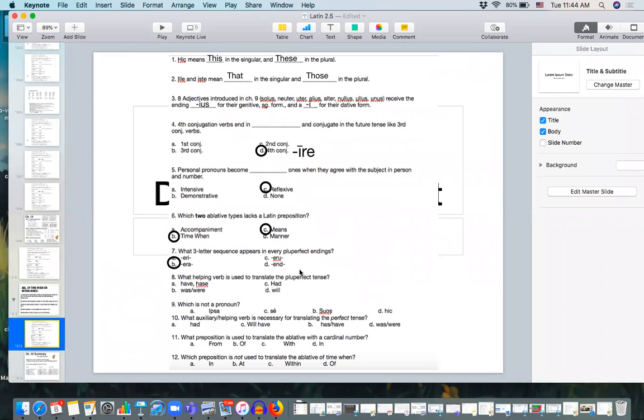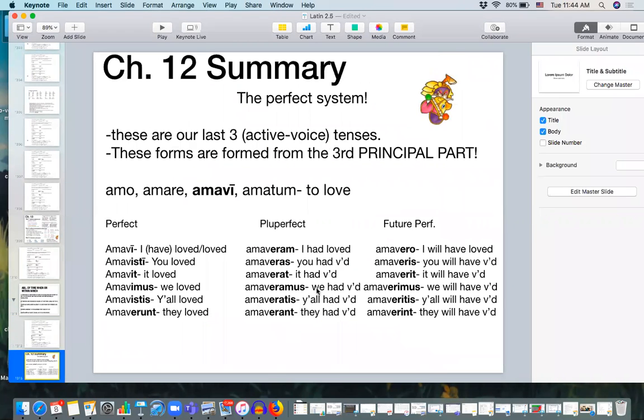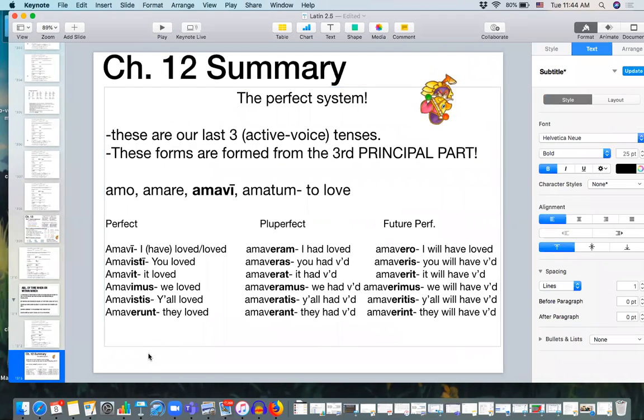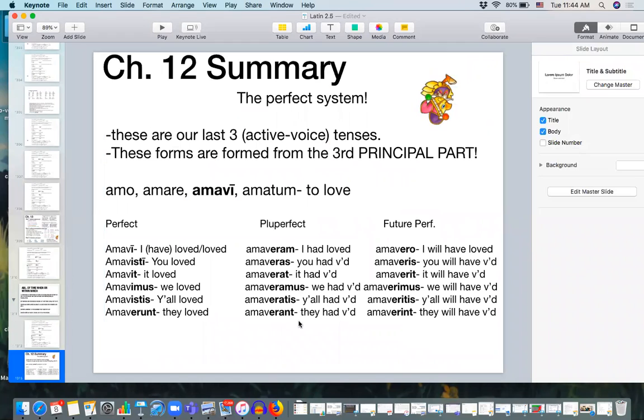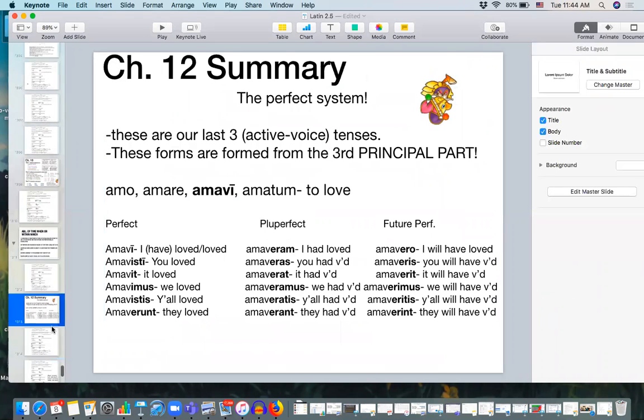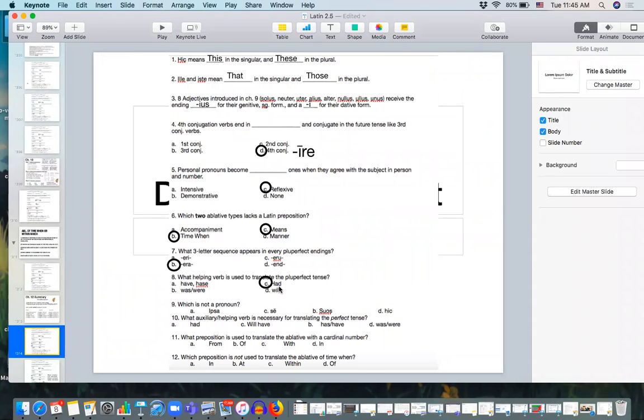This next one: what 3-letter sequence appears in every pluperfect ending? It is ERA, as you can see here. Whereas normal perfect tense endings are kind of unique for the most part, except for third singular and first plural, which look kind of present tensey to me. Pluperfect is very consistent and easy to identify because that ERA sequence is showing up in all of them. And the way you translate a pluperfect verb is with "had," is number 8. Obviously not "have" or "has."